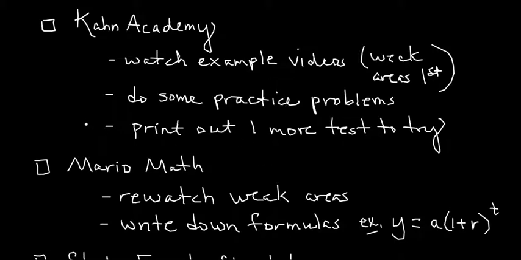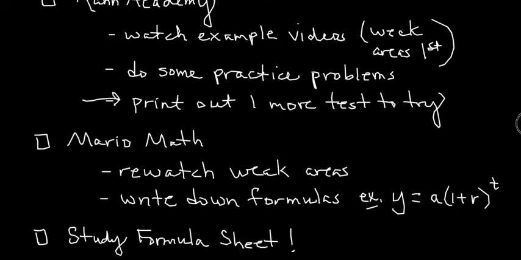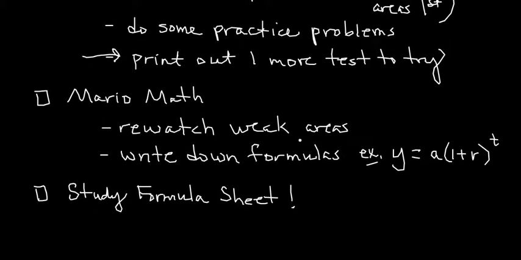And if you're really ambitious, try to print out one more test. It's on the Khan Academy site. We've already done all 8 of them, but you can print out one of them. I would do test 8 over again if you're going to pick one. Then I would go to Mario Math, watch some of those weak areas like this formula and the half-life formula. And finally, you want to study your formula sheet. And I'm going to go to that before we end.